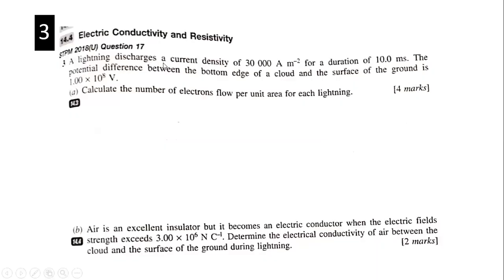A lightning discharge has a current density of 30,000 for a duration of time. The potential difference between the bottom edge of the cloud and the surface of the ground is given in volts there. Calculate the number of electrons flowing per unit area for each lightning. Okay, how to calculate? What formula to use? Yeah, what formula to use?